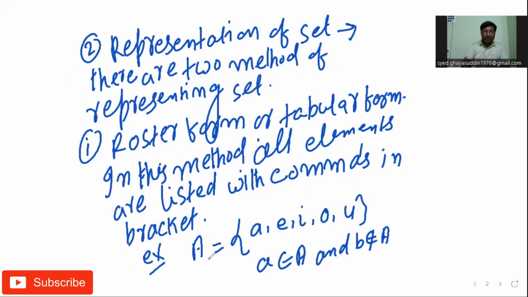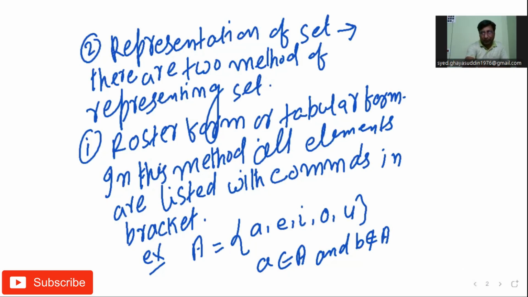For example, set A equals {a, e, i, o, u}. So a, e, i, o, u are members of set A, or a, e, i, o, u belong to set A. So this is the symbol: a belongs to set A, or a is a member of set A. You see, a, e, i, o, u are members, b is not a member of the set. So you can write b is not a member of set A, or b does not belong to set A.